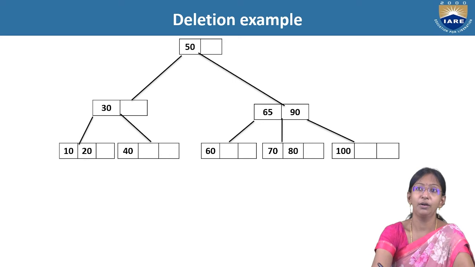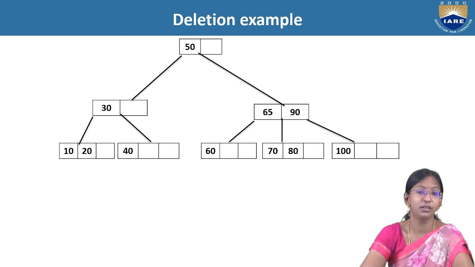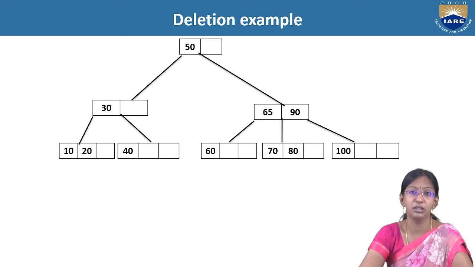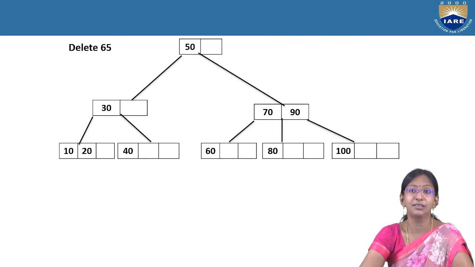Can you tell me the order of it? The order is 3 because it can have at max 3 children. The number of keys is 2. If the order is m, then the number of keys will be m minus 1. So let's delete 65. If you delete 65, no problem. 50% of the data is there, no issues.